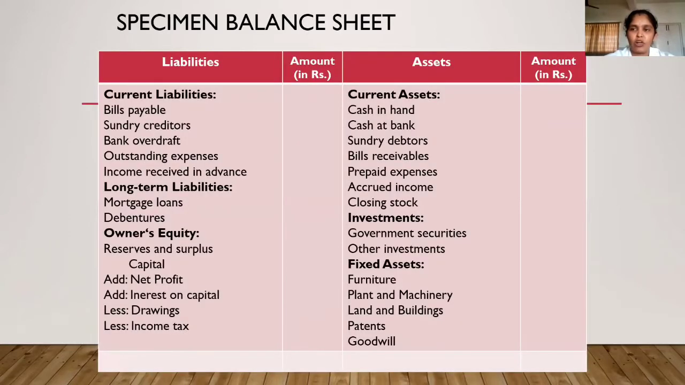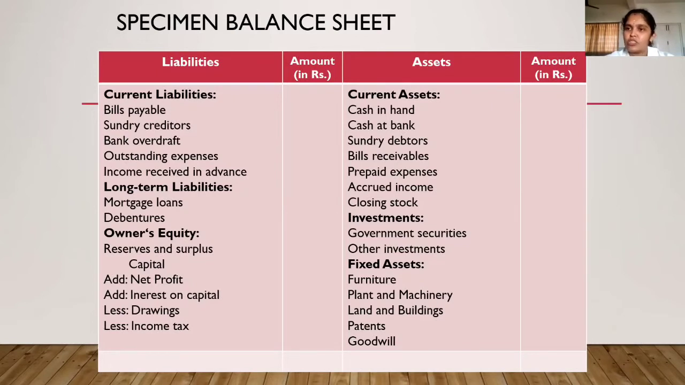Assets and liabilities in the balance sheet will be recorded in this format. The specimen for the balance sheet has been shown in the PPT, that is liabilities and assets. Assets are classified under two heads: current assets and fixed assets. Current assets are the cash available with the firm, or things that can be converted into cash immediately. The examples for current assets are cash in hand, cash at bank, sundry debtors, bills receivable, prepaid expenses, accrued income, and closing stock. Under fixed assets, we will record furniture, land and building, plant and machinery, goodwill, patents.